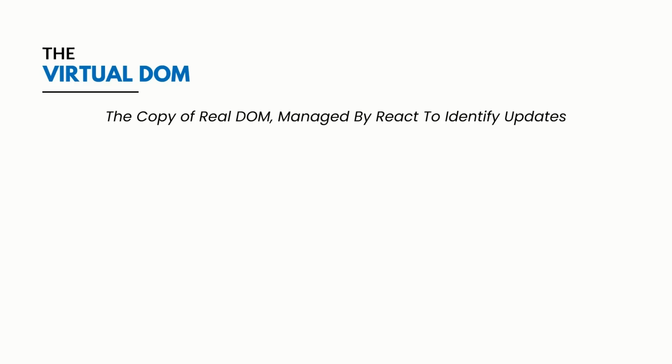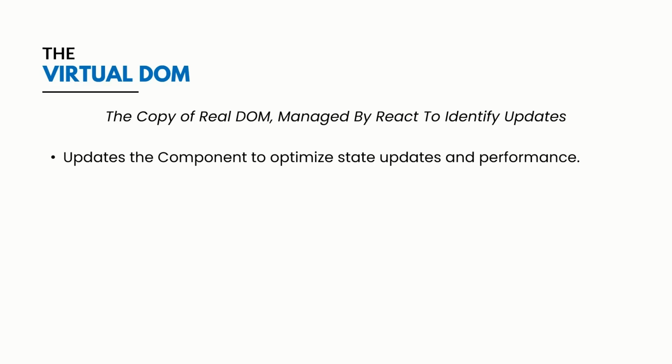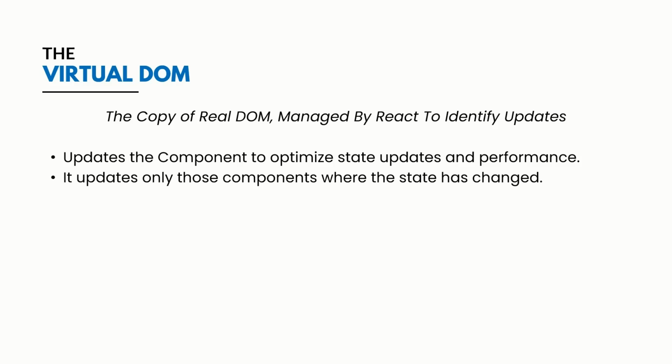So what is the virtual DOM? Virtual DOM is a copy of the real DOM. It's a lightweight copy of the real DOM which is managed by React internally to identify the updates. Virtual DOM helps us update only those areas where the state has been updated and there needs to be some change in the UI. It optimizes the state updates and the performance, and it only updates those components where the state has changed and the UI needs to be updated to visualize it to the user. So that is the virtual DOM.